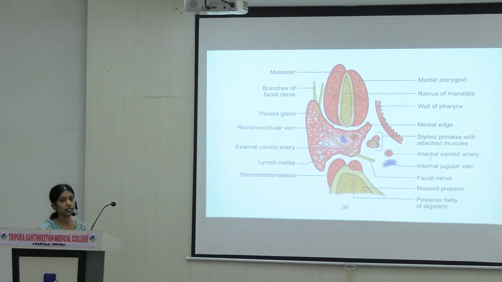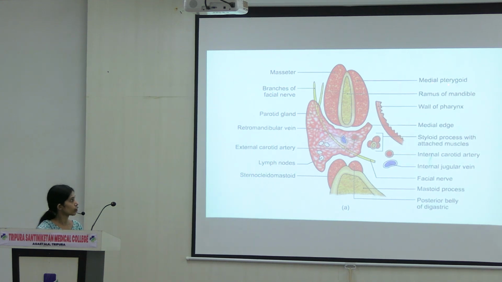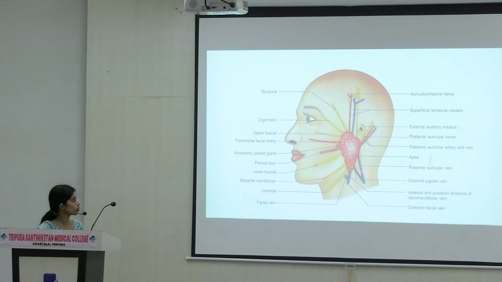This figure shows the attachment or relation of the muscles. You can see the medial pterygoid muscle and the wall of the pharynx. Then we have the styloid process, which is related to the stylomandibular ligament. Here we have the posterior belly of digastric, the sternocleidomastoid muscle, and the masseter muscle. There are many other simplified pictures of this in your textbook, so go for those if you find this one difficult. See your other textbooks too, and go for whichever is easy for you.